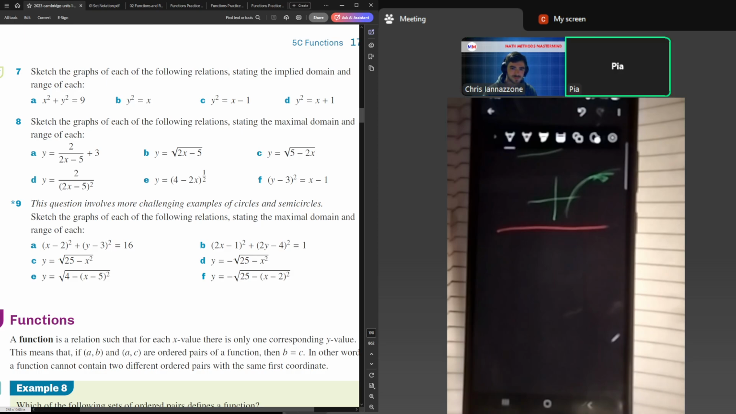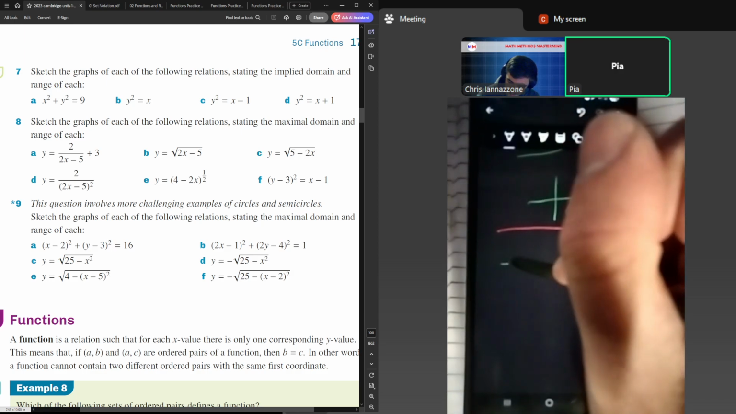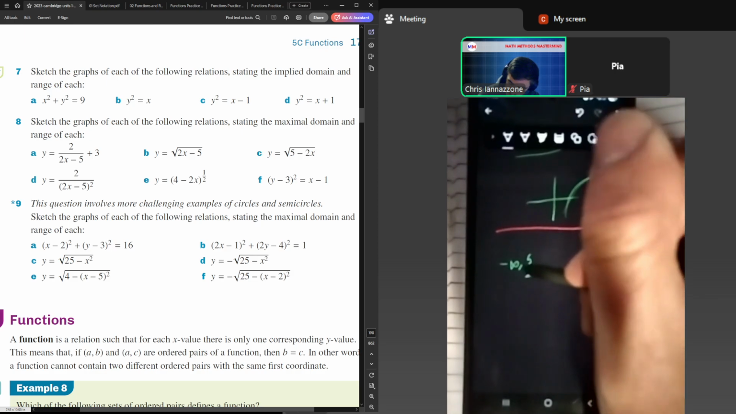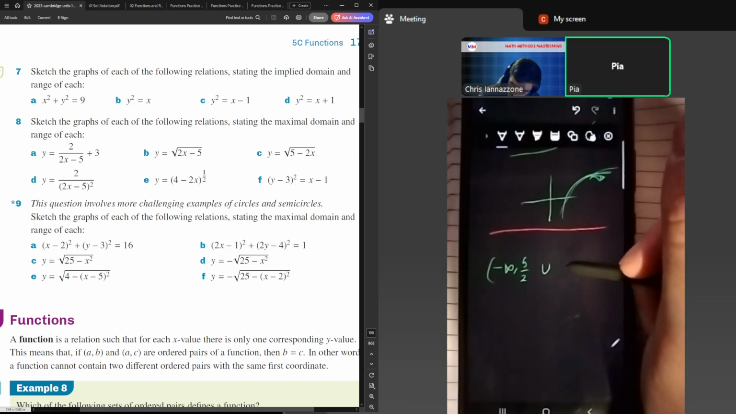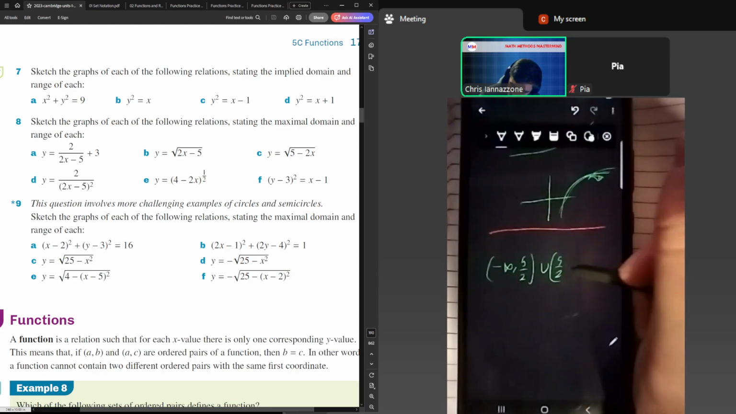Would it be negative infinity, comma, 5 over 2, union 5 on 2, comma, infinity? Yep, that sounds good. What brackets did you use for the 5 on 2? Rounded or square? I used rounded. Yeah, and rounded is correct. Nice. Totally one way of doing it.